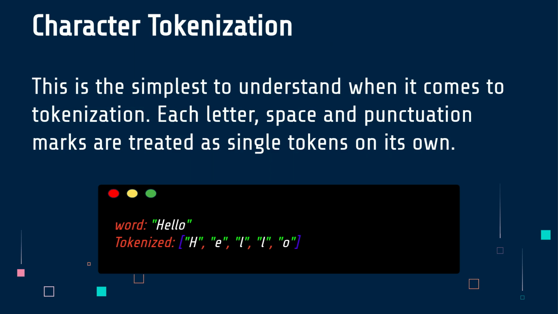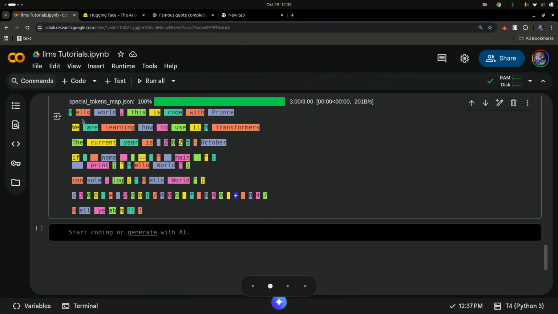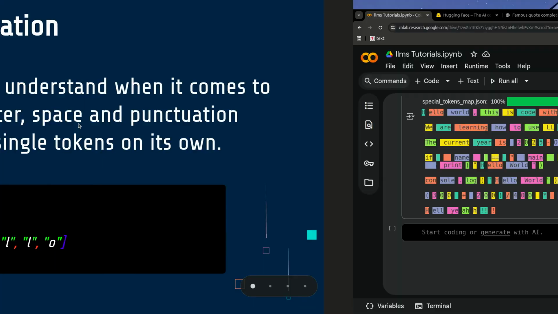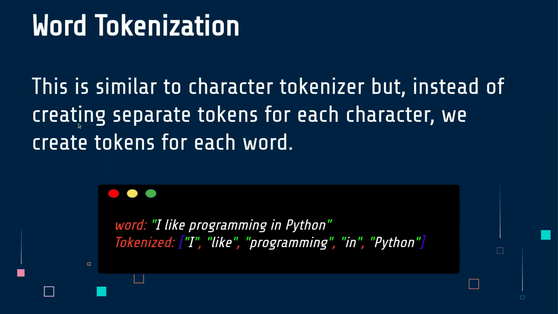So one of the common ones is character tokenization. This is probably the simplest to understand. What it simply does is that given a word or an input sequence, it breaks it down at character level. So you can see hello as a word has been broken down into H, E, L, L, O, each as a token. So each letter will be represented as a token. Okay, so that's character level tokenization.